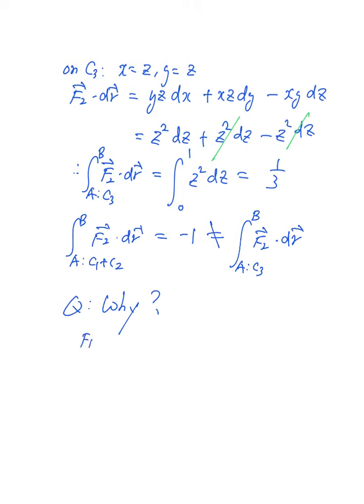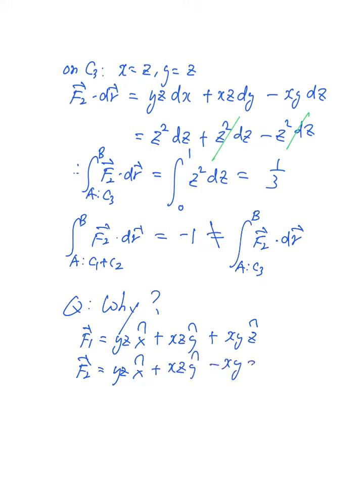So F1 is simply (yz, xz, xy), and F2 is (yz, xz, minus xy).